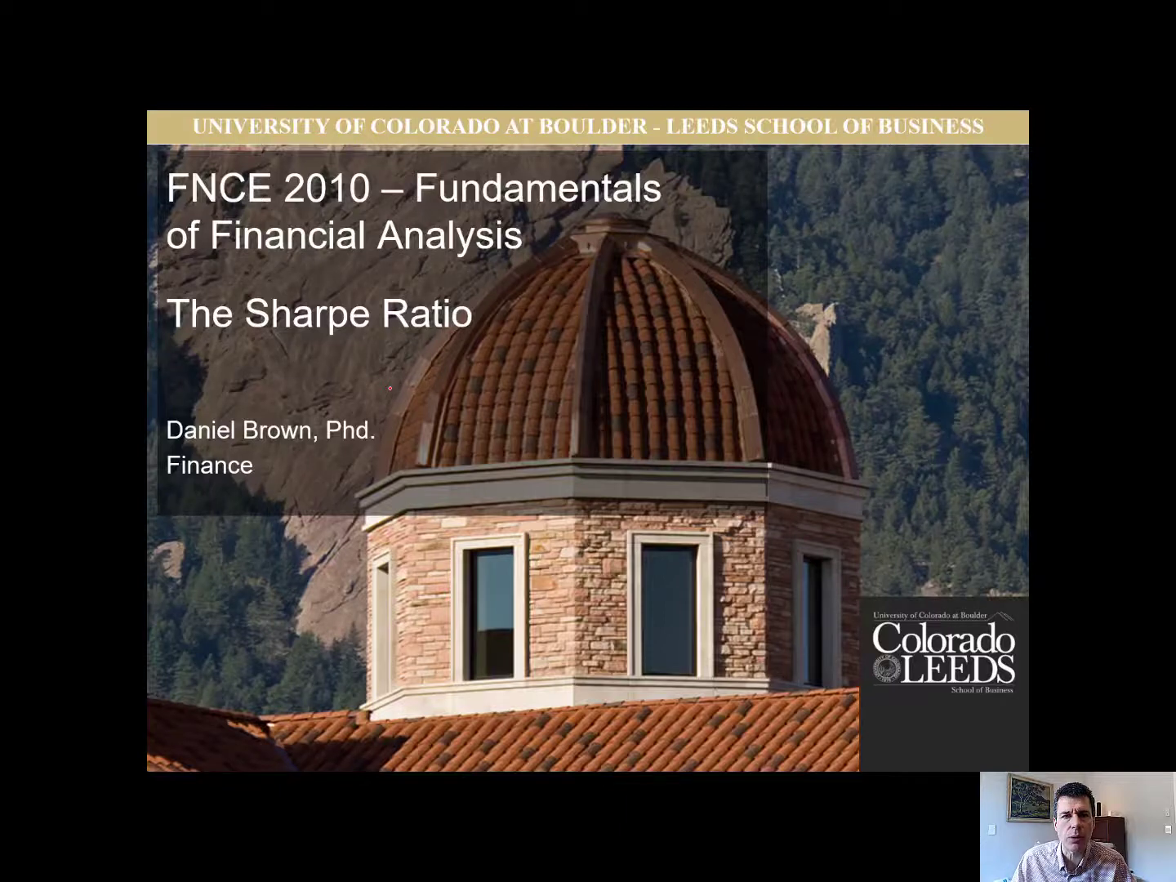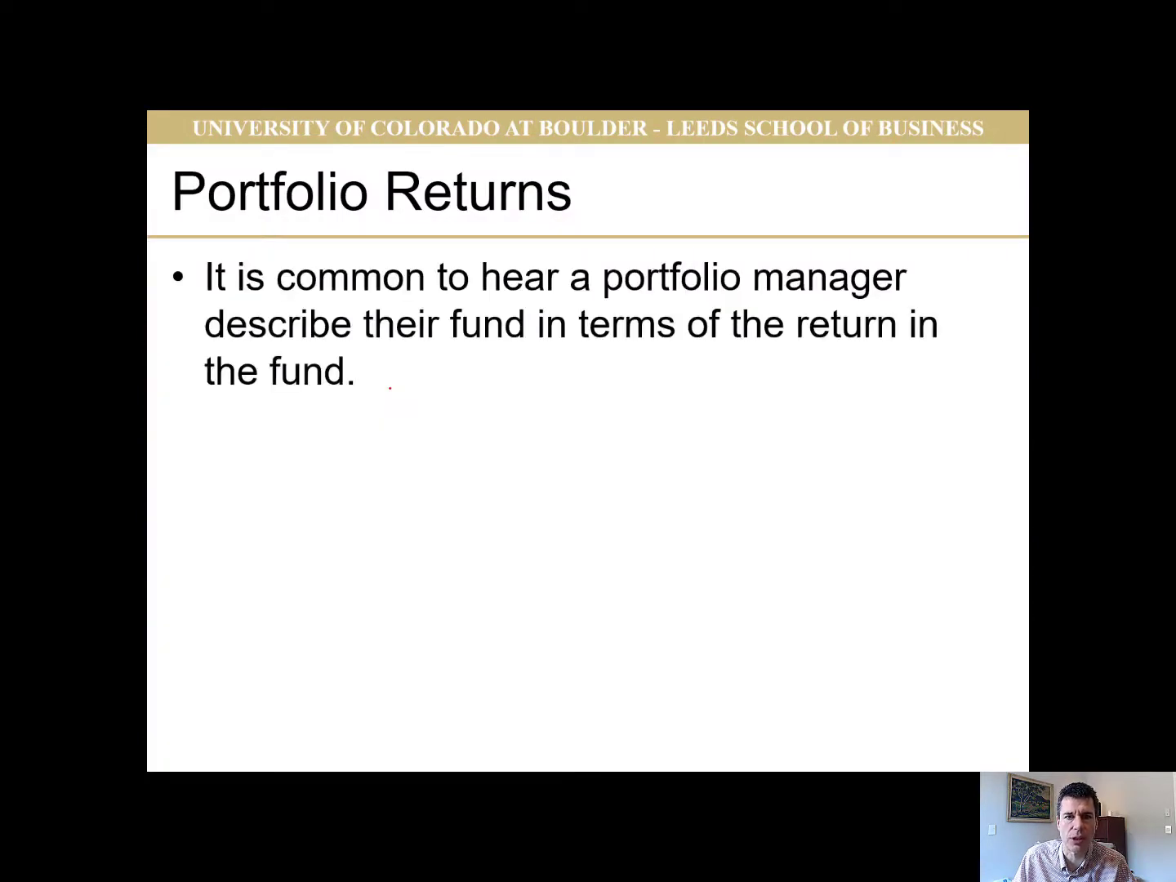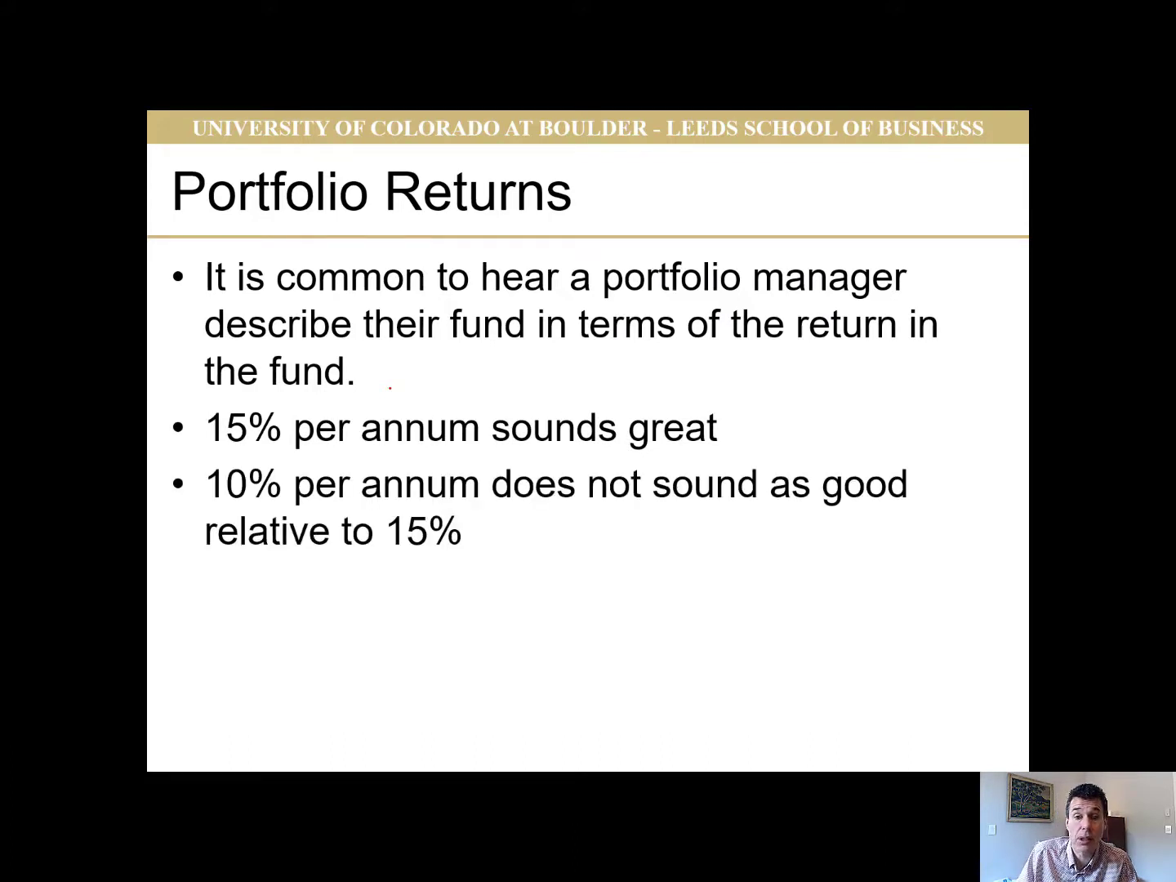In this video, we're going to talk about the Sharpe ratio, which is a key ratio in investing. So first, let's talk about portfolio returns. And it's pretty common to hear a portfolio manager describe their funds in terms of the return in the fund. 15% per annum sounds great. 10% per annum does not sound as good relative to 15%. So you'll often see this information as kind of a primary piece of information when somebody talks about their fund.